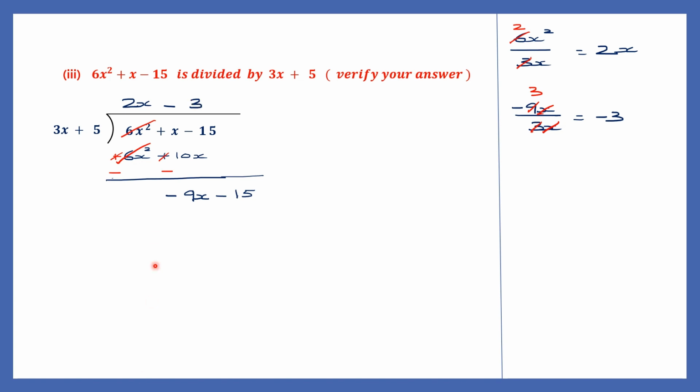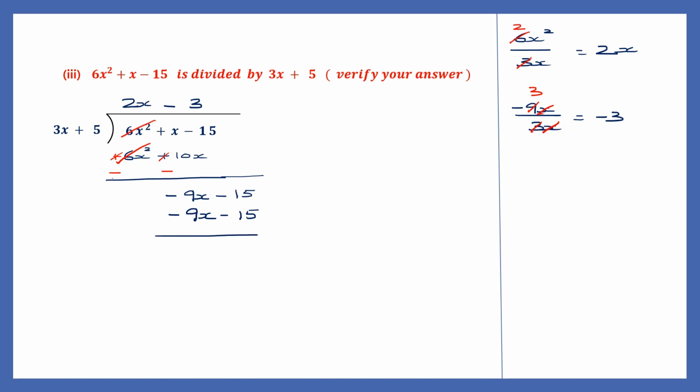Now let's multiply minus 3 into every term here. So first minus 3 into 3x. The sign will be minus. 3 3s are 9, 9x. Then here minus 3 into 5. So the sign is minus and 3 5s are 15.